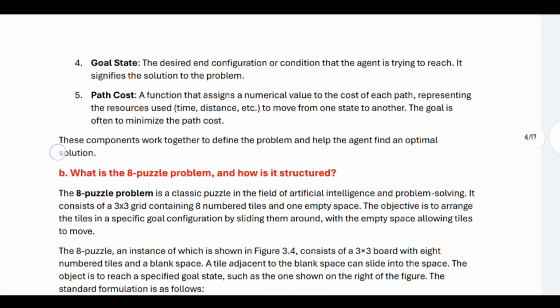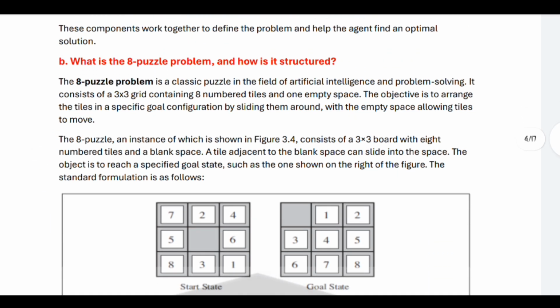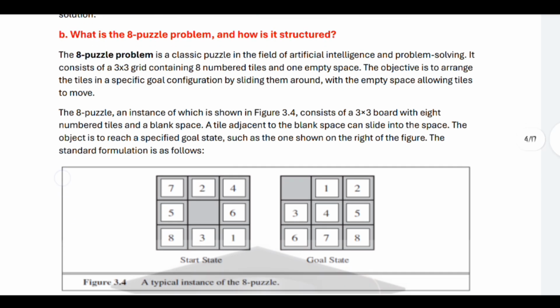Path cost. Now, what is the 8 puzzle problem and how is it structured? It is simple, guys. It is a 3 into 3 puzzle problem. You can be asked about it in the exam, just for the structure, how it works, and to explain it in simple words. So it is given like this. In the exam paper, they can also ask it as a problem, so you have to study the problem also.